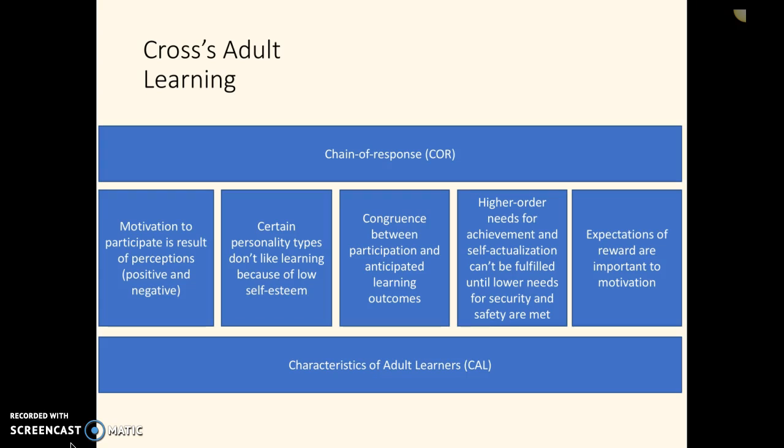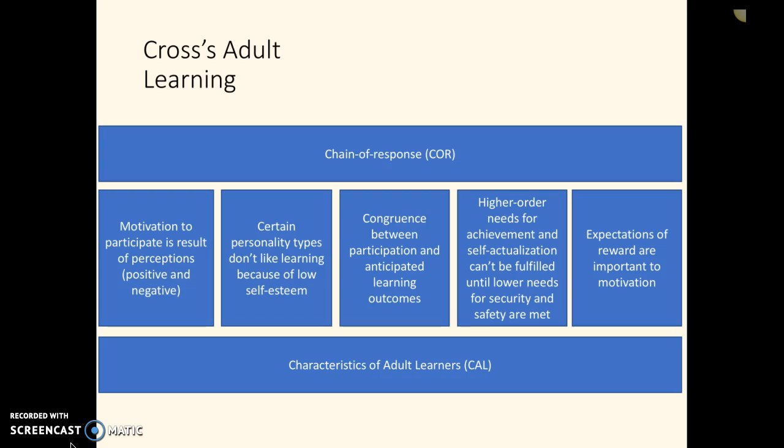Patricia Cross developed in 1981 a way of looking at adult learning. And in there, she synthesized much of the available information on adult learning and really looked at 2 areas. One, a chain of response, which really looks at the motivation to participate as a result of perceptions, whether they're positive or negative. Certain personality types don't like learning because of low self-esteem.